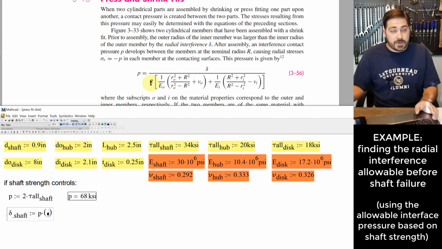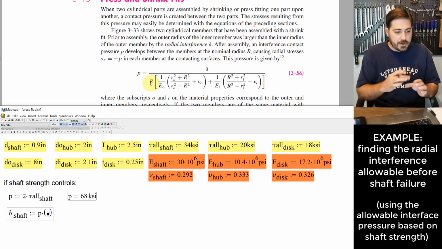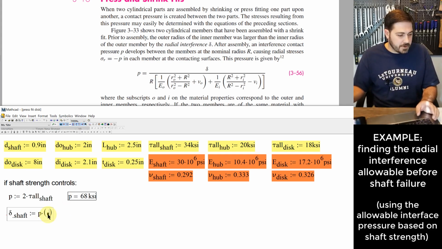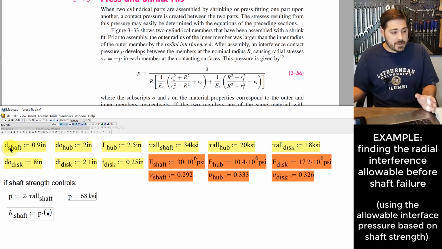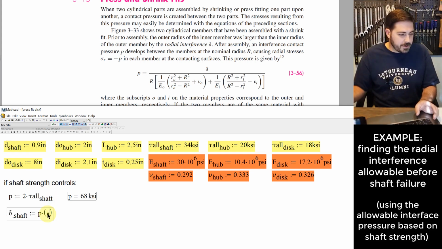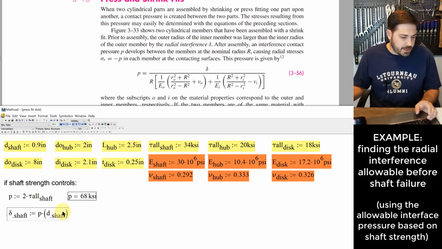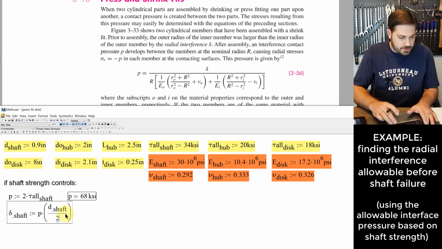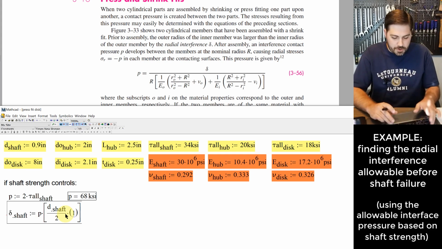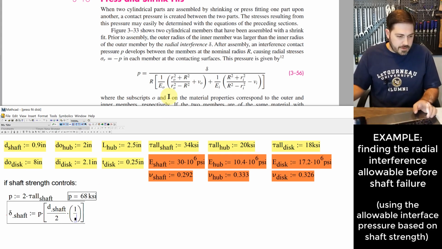R is the interface radius at the location where the hub interfaces with the shaft. And so I don't have that, but I do have the diameter of the shaft, which is basically the same thing. It's just a diameter instead of a radius. So I'm going to put in here D shaft. And in order to get the radius, I'm going to put in D shaft over 2. Okay. And this is going to get multiplied by 1 over, okay, this is the elastic modulus of the outer member.